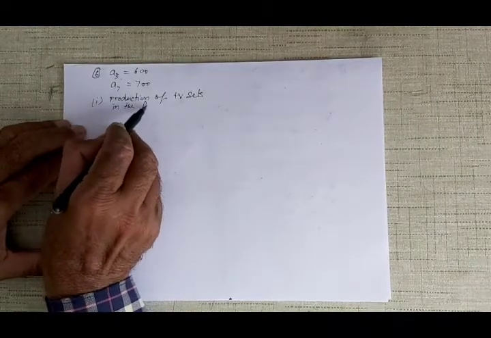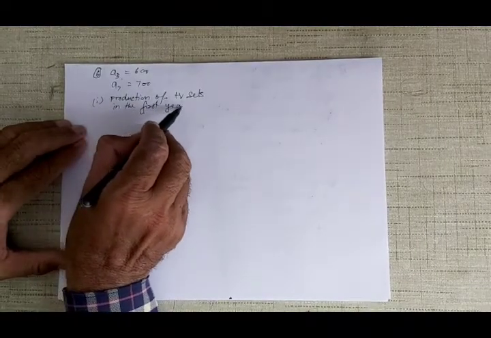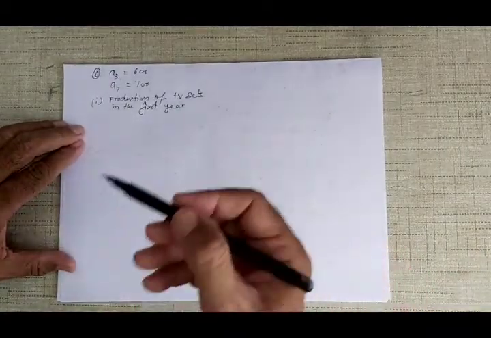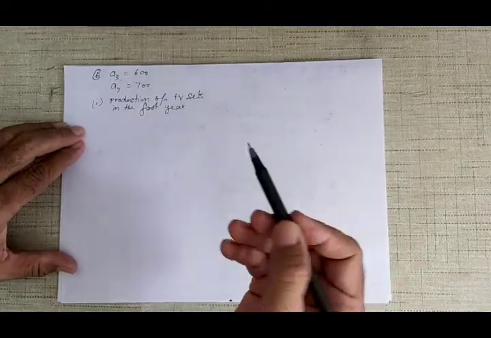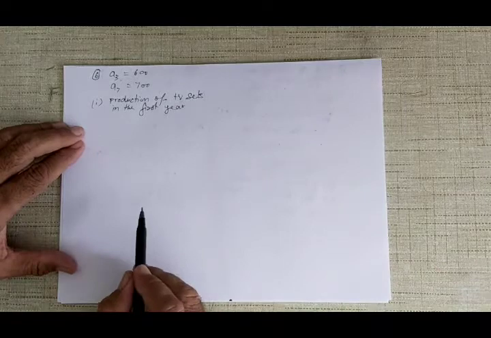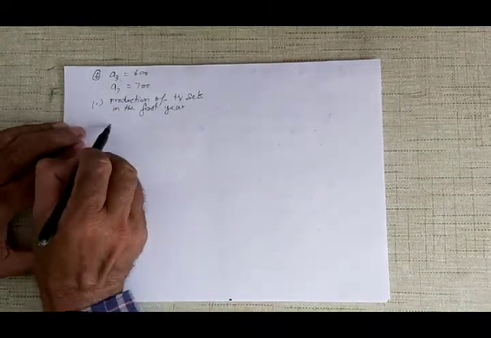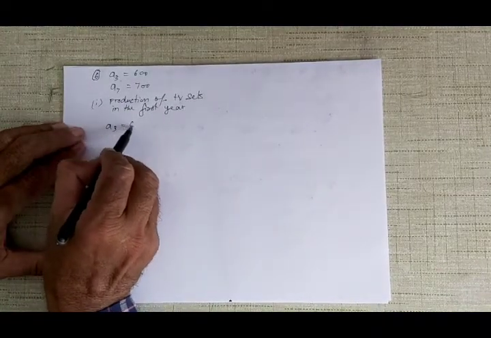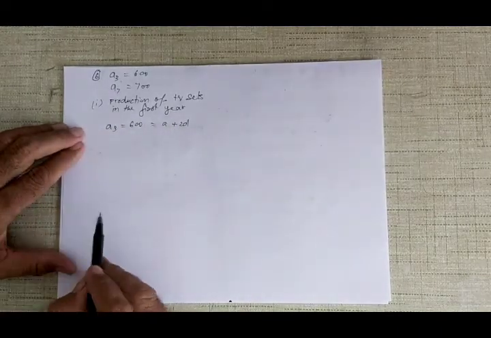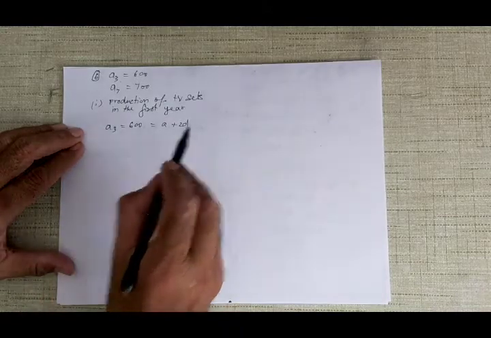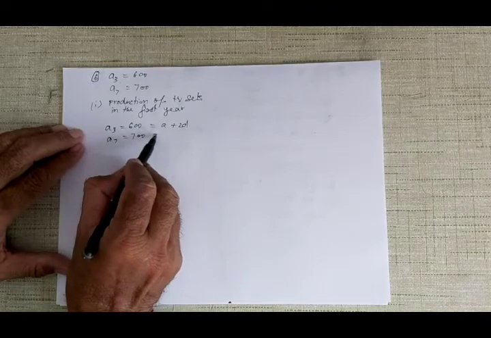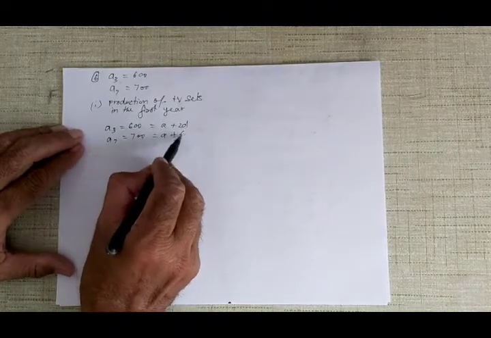अब देखो, first year मतलब A, first term of the AP. It is an AP, so first year is the first term of the AP. That is what you want to find. In other words, you want to find A. Now in this case, obviously, you see a of 3 is given as 600. a of 3 means what? A plus 2D, n minus 1. n is 3. 3 minus 1, 2, 2D. And then a of 7 is equal to 700 is equal to A plus 6D.